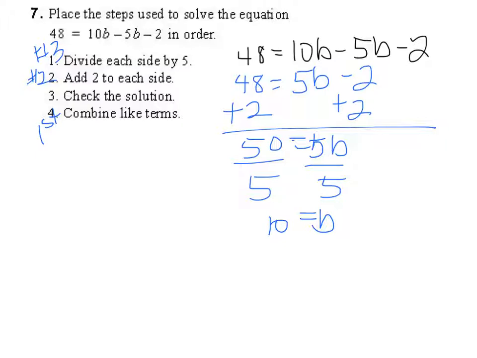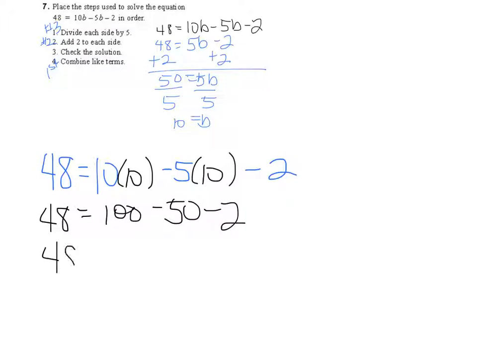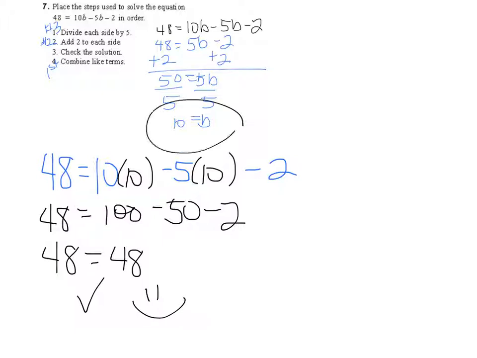And then the last thing we always want to do is check to make sure our answer worked. So I'm substituting in where there was a b. I'm going to put what I found b to equal, which is 10. So I hope 48 equals 10 times 10 is 100, minus 5 times 10 is 50, minus 2. I typed it in my calculator, and sure enough, 48 equals 100 minus 50 is 50, minus 2 is 48. My check step worked. I'm happy. I know 10 is the correct answer, and we're done.